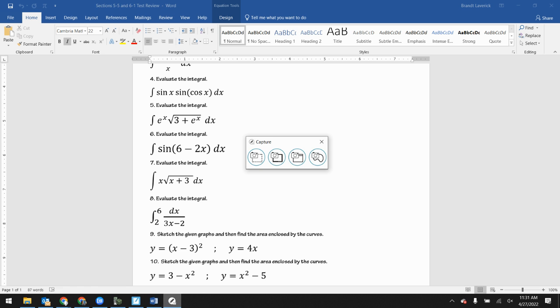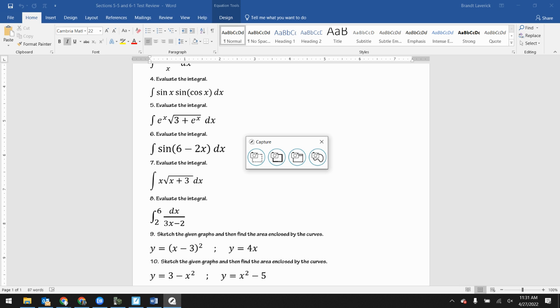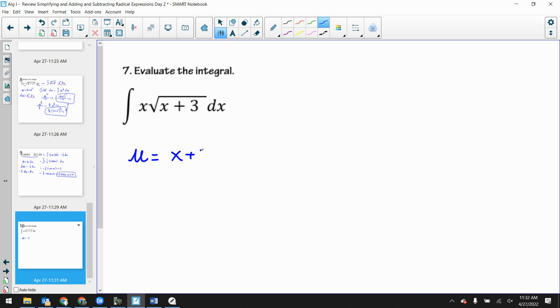So that was 6. This is 7. Now I said 7 was kind of the only funky one of the bunch. So we've got the integral of x times square root of x plus 3 dx. And now why is this weird? Well, obviously we can see that the u should be x plus 3. So du should be just dx, right?